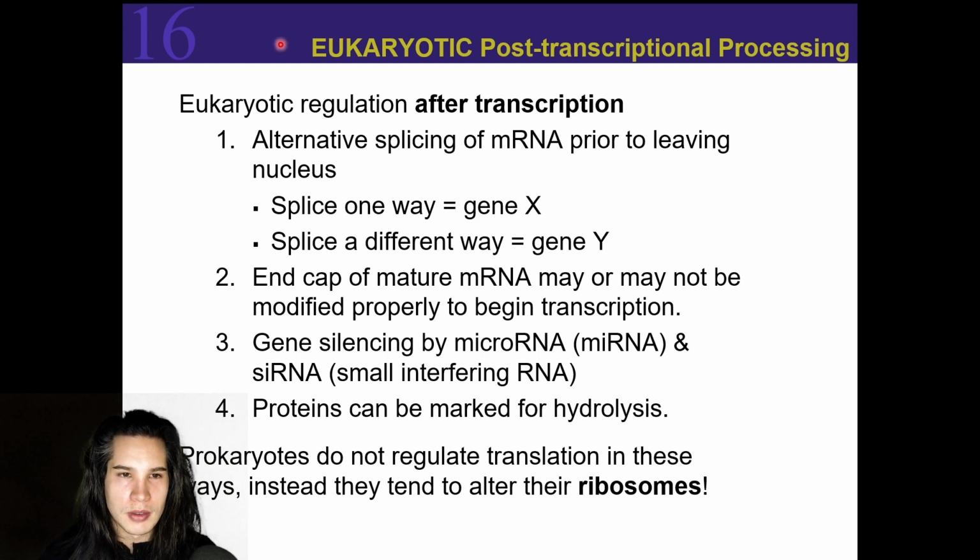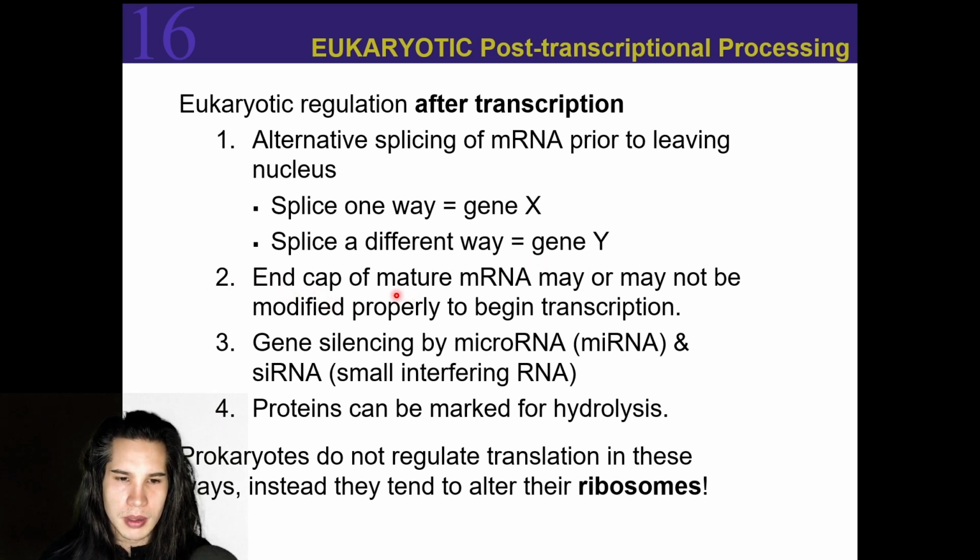Okay, now eukaryotic organisms have a lot of different types of post-transcriptional processing, a lot of different ways we can modify our gene expression after we've already created that transcript, that messenger RNA. One way is alternative splicing of the mRNA, meaning you can take some exons out of the full protein, or you could leave some in. So you can splice it in alternative ways to yield different proteins. You can splice it one way, or you could splice a different way. I'll show you a picture of that in a little bit.